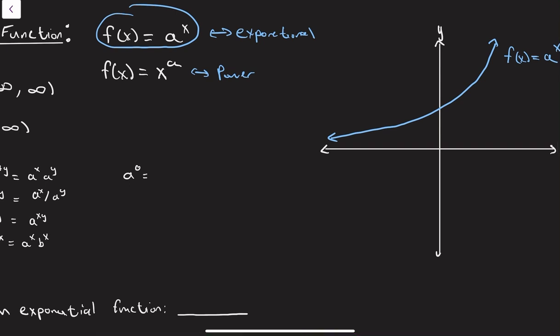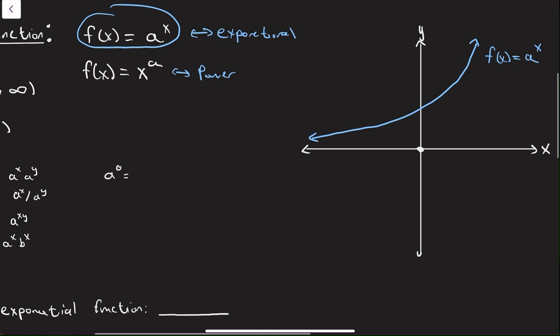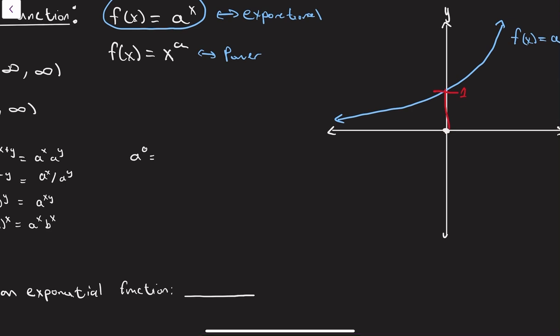One thing to note is what the value is when x is equal to 0. Let's say this is x and this is f of x. When x is equal to 0, it turns out that this value is 1, which is a unique property of exponential functions.